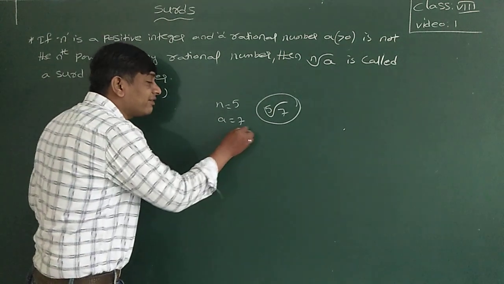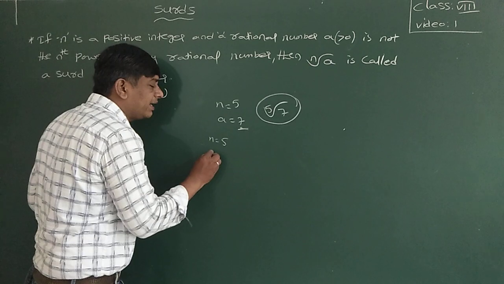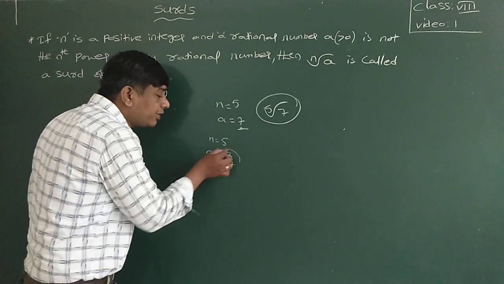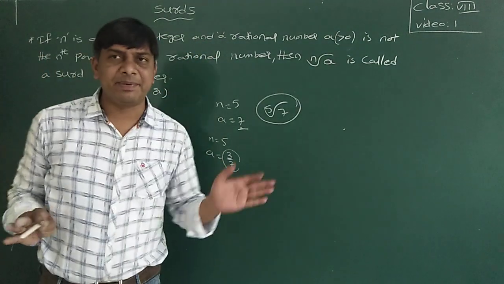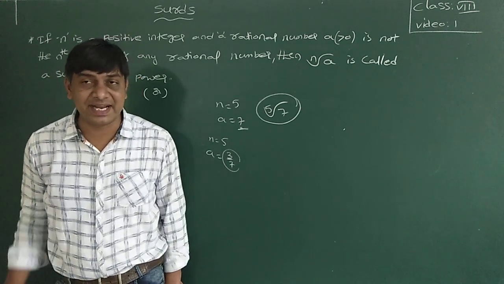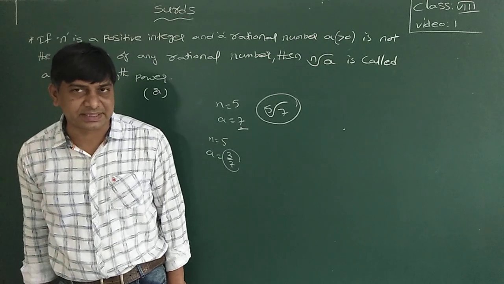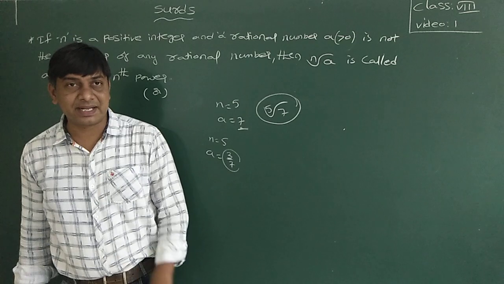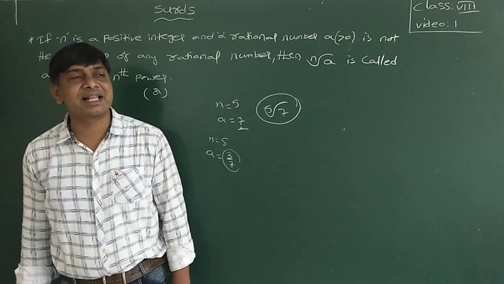Sir, why 7 only? Why not any other number? So n is equal to 5 and a is equal to 3 by 7, in p by q form. Here a may be a rational number. I already mentioned that a is greater than 0, any positive number, whereas n is a positive integer greater than 1.